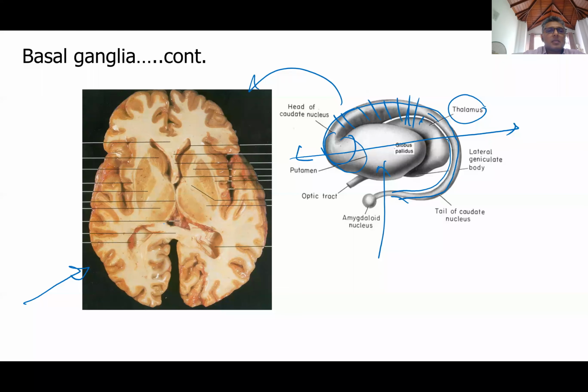Now the claustrum is this one. Can you see a very faint line-like gray matter? That is the claustrum. And the area between the claustrum and the lentiform nucleus is called the external capsule, which is not very important like the internal capsule.